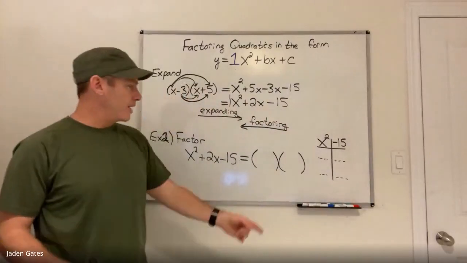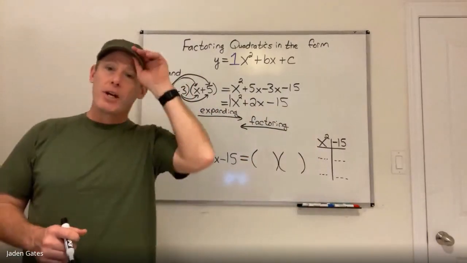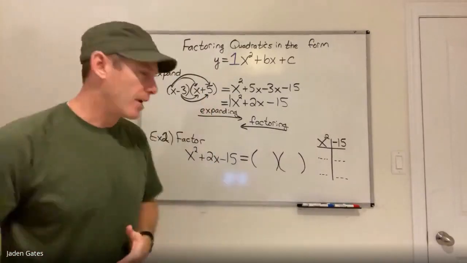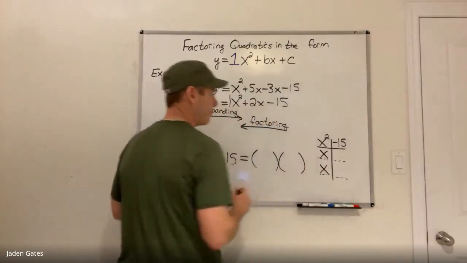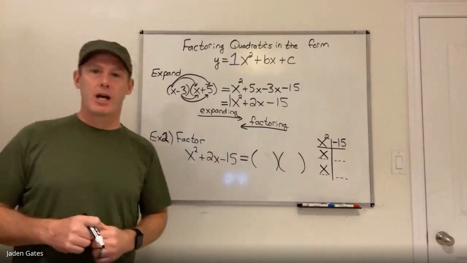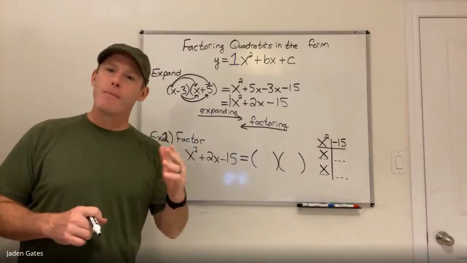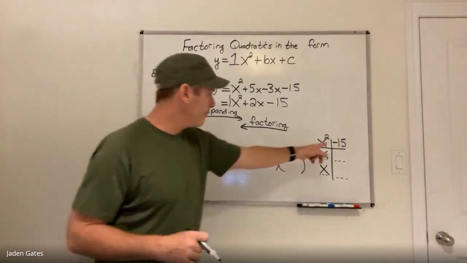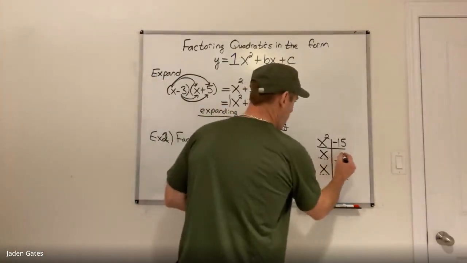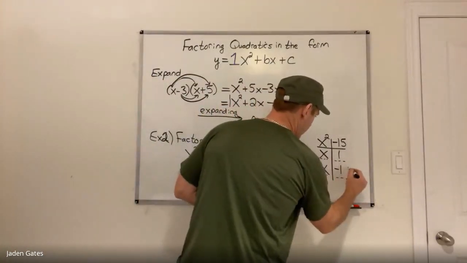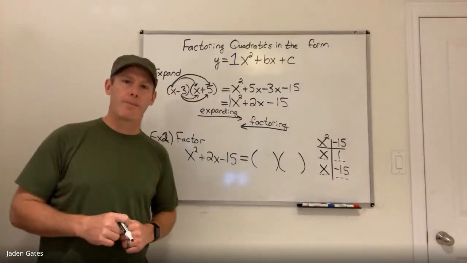And what we're doing in these spots is what 2 things multiply to give me x squared. Now, when it's x squared, it's easy. It's always going to be x and x. Now, the other side, a little bit tougher. I got to come up with 2 things that multiply to give me negative 15. And so an easy answer would be 1 and negative 15. But here is the catch. Here's what has to happen.